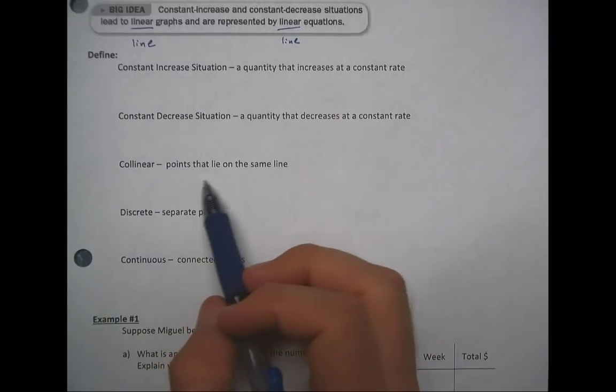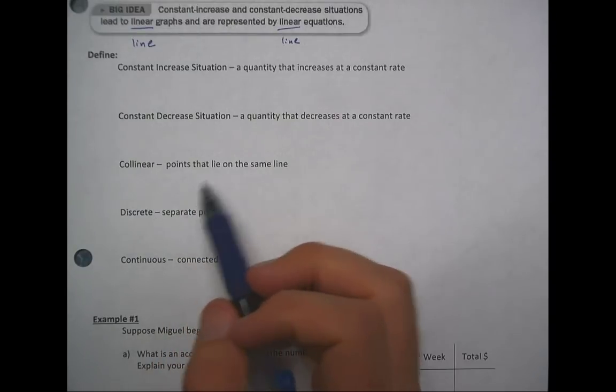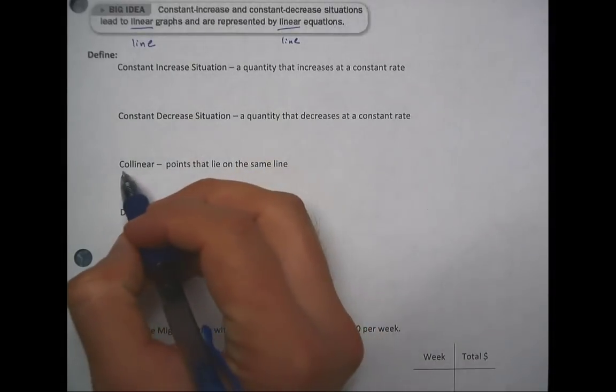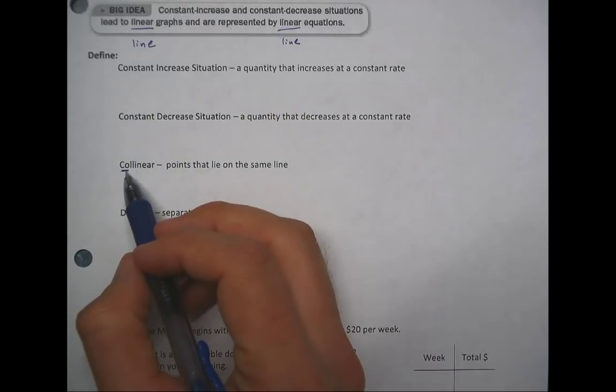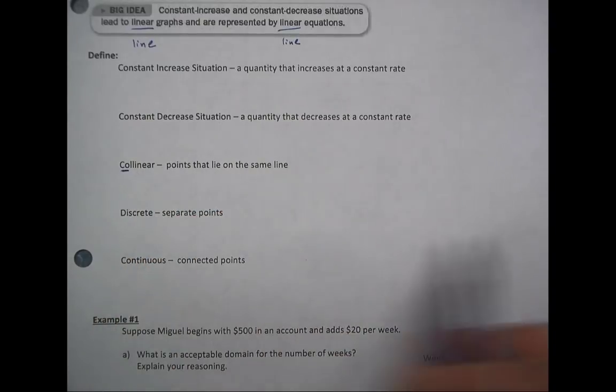So collinear are points that lie on the same line. That's just a vocabulary word. If 2 points are on the same line, they're both answers to the equation. We would call those collinear. So you see co, meaning they're both part of it, and then you see the line part in there. So 2 on a line.